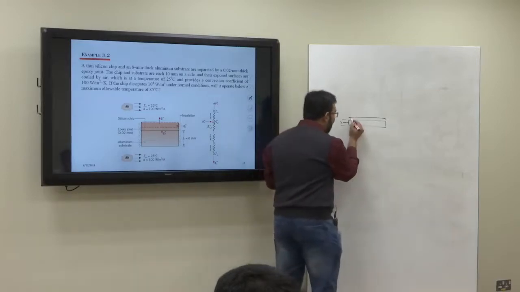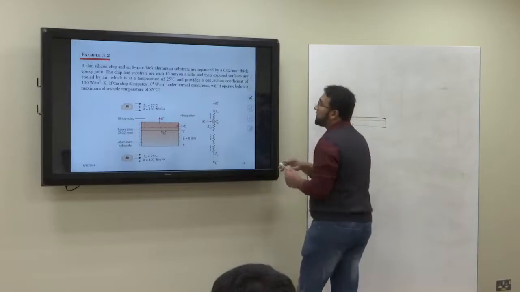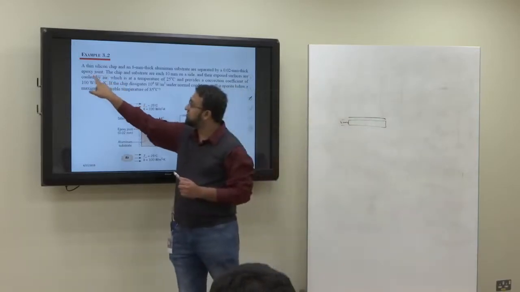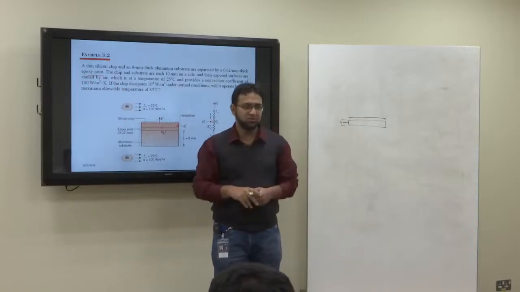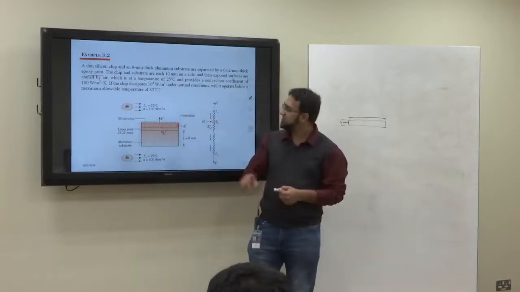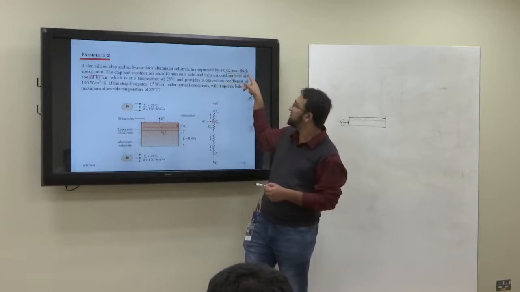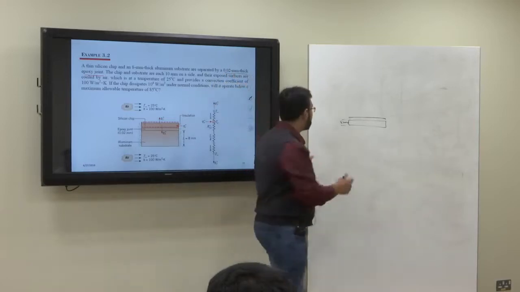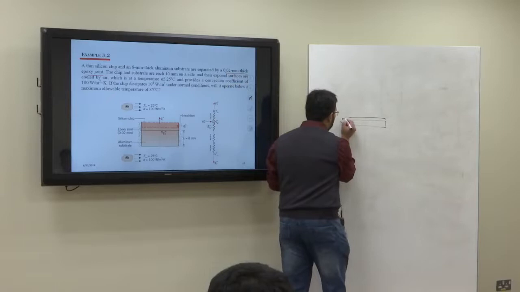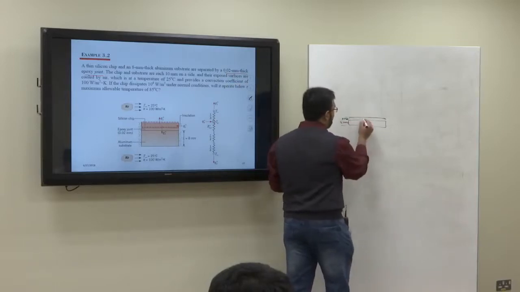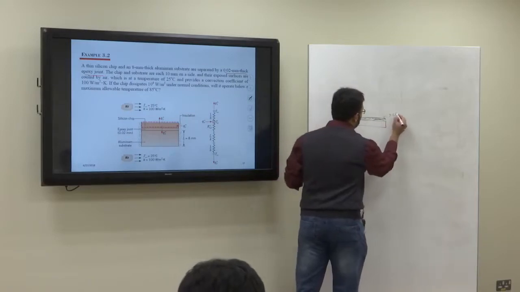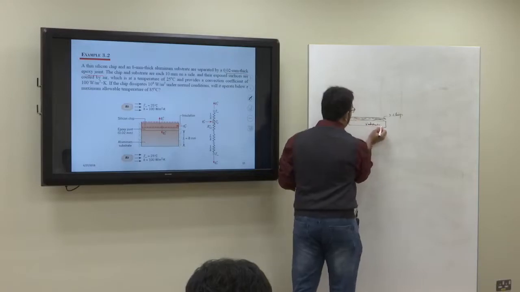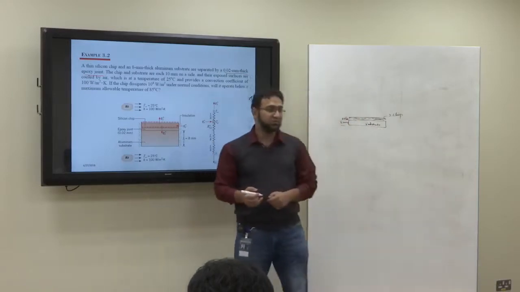So for joining, they put an epoxy joint. Epoxy is a paint, so it's like they put a paint and then they put the chip on it. So the paint thickness is how much? 0.02 millimeter thick epoxy joint in between. So you have the chip, you have the substrate, you have the epoxy joint.